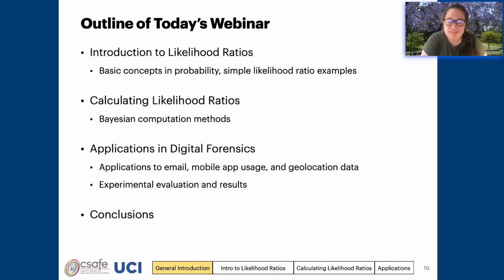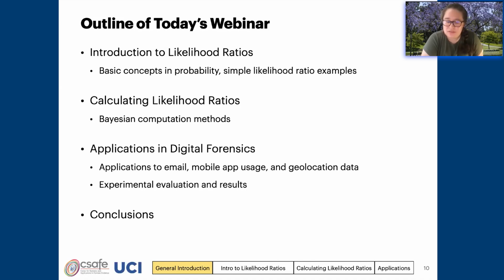Thank you, Pork. I'll be speaking for the remainder of the webinar. So following this general introduction, we'll have three remaining parts to the webinar. The first part will be an introduction to likelihood ratios. And as suggested by the title of the webinar, we'll be going through this tutorial style. So we'll build this up from basic concepts in probability and walk through very simple toy examples to introduce the concepts.